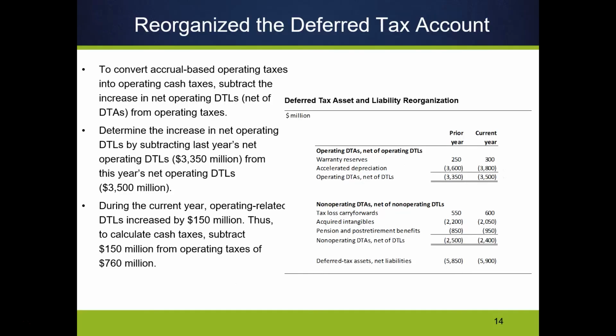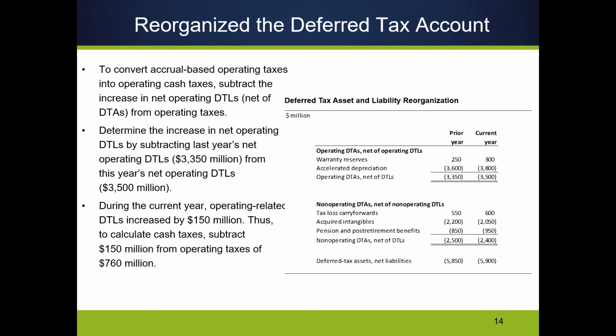Deferred tax liabilities, like accelerated depreciation, this is money that we owe, right? And so what we're going to do is subtract our deferred tax liabilities from our deferred tax assets so that we can calculate operating cash taxes, which is the amount of taxes that we actually paid.